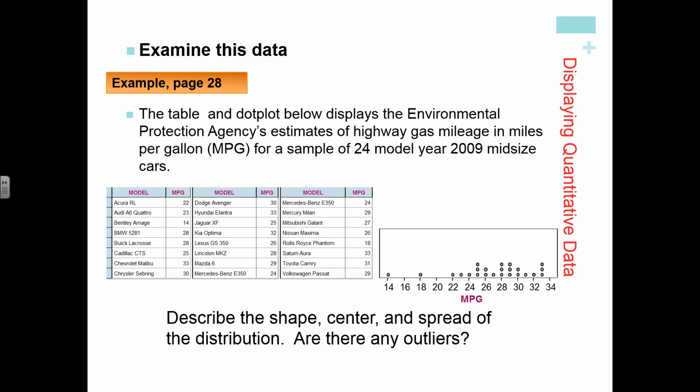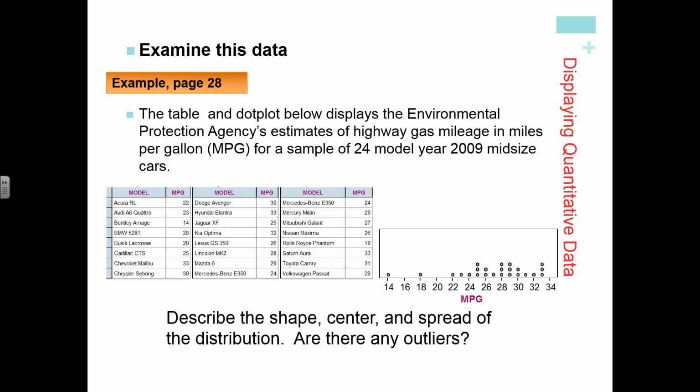Now for center, I could say something like the median is 28. This is the typical value, so that means that the typical model year 2009 midsize car got about 28 miles per gallon on the highway. For spread, I could say something like the highest value is 33 miles per gallon and the lowest value is 14 miles per gallon, or I could just simply say that the range is 33 minus 14, which is 19 miles per gallon.